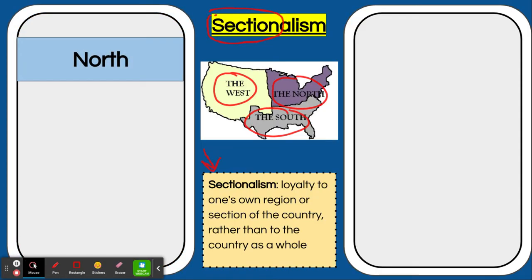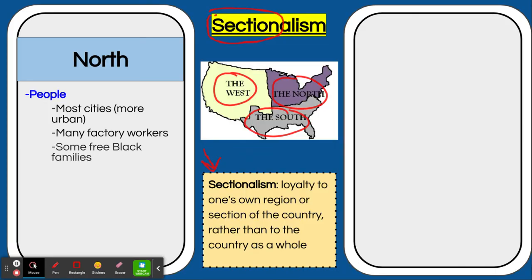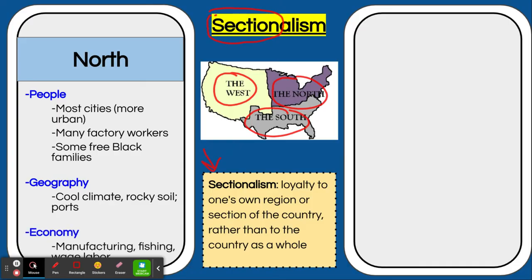So let's take a look at some of the differences. So in the North, the people. Okay, let's look at some of the people factors. It was mostly cities, more urban, many factory workers, some free Black families. The geography was a cool climate, rocky soil with ports. The economy was manufacturing, okay, factory work, fishing, and wage labor. Okay, wage labor are workers that are working on an hourly amount.